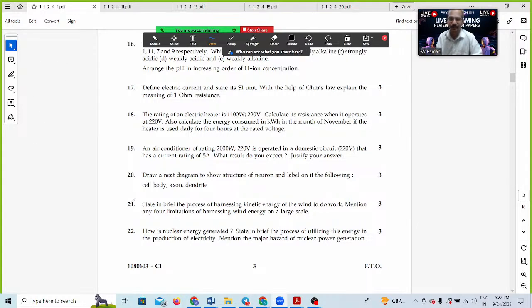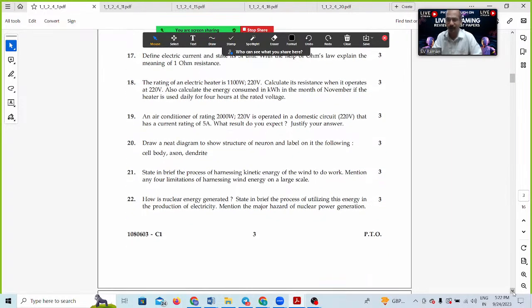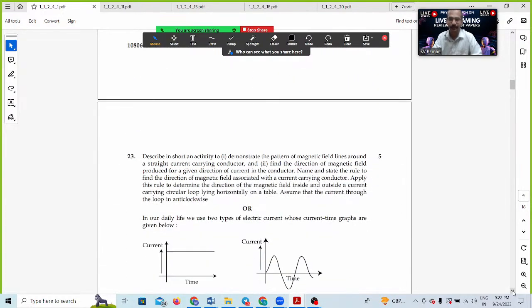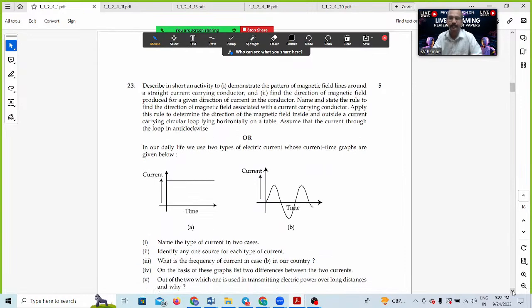Next question. Only related physics we are solving according to our 23-24 curriculum of CBSE. Next, there is the 5 marks question.